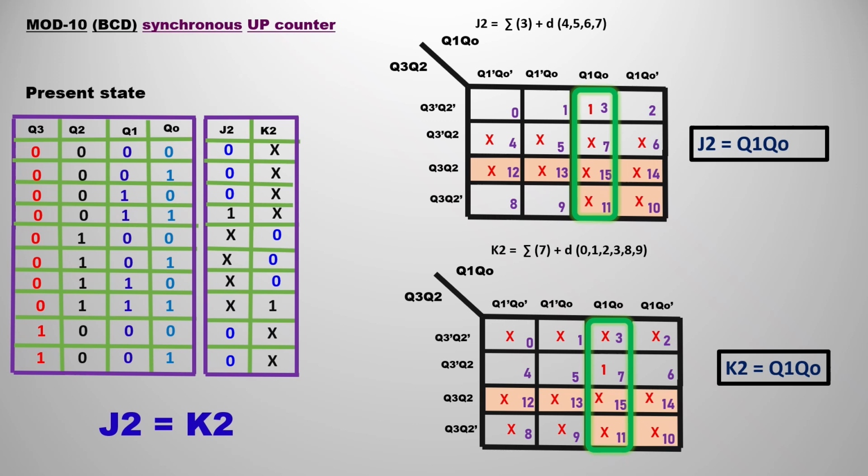So if you observe the J2, that is Q1, Q0, because we can make a group of 4 elements 3, 7, 15, 11. And if you see the K2, that is also the same column, that is 3, 7, 15, 11, but the min term positions are different. But if you see, the expressions are same for J2, K2. So we can have J2 is equal to K2 for the second flip-flop. Inputs are same for second flip-flop.